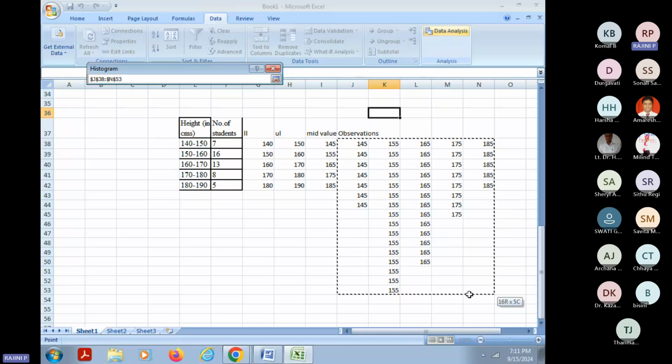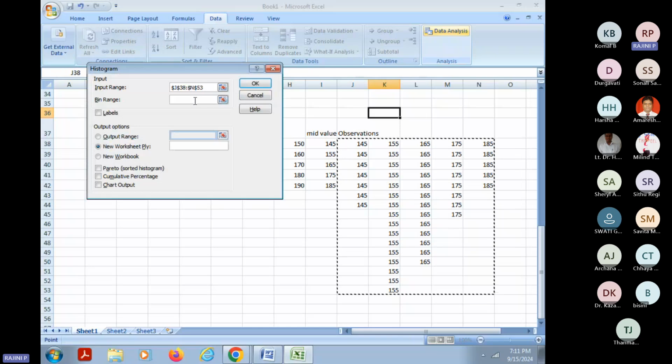If you are selecting the empty cells also, there won't be any problem. Select all the values and then it is asking for the bin range. Bin range is nothing but you can give the mid values. And then labels. It is asking, did you select the labels? Here I did not select any labels, so don't mark it. Suppose if you are selecting the heading of the column also, then you need to mark the labels.